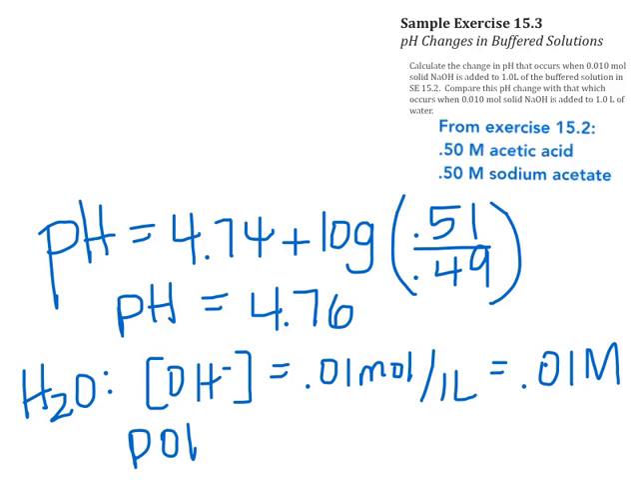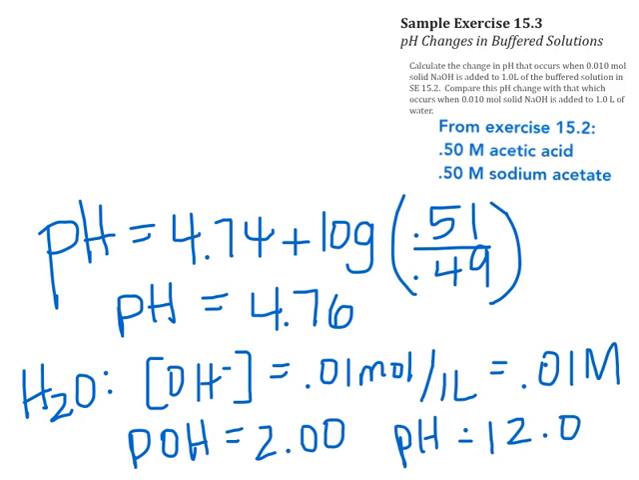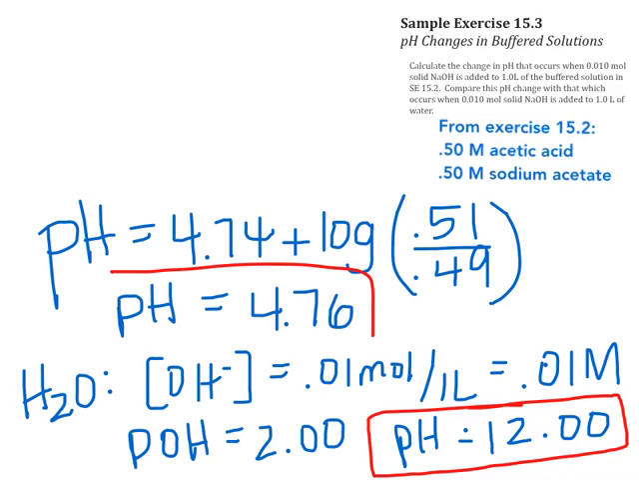Using that number, I can find the pOH. If I take the negative log of 0.01, I get 2.00. And then the pH would be 14 minus 2.00, which is 12.00. So you can see that if I have sodium hydroxide and water, that makes a very basic solution, okay, versus this pH, which is still acidic, even though I added sodium hydroxide to it.